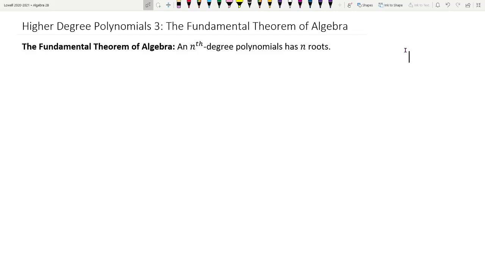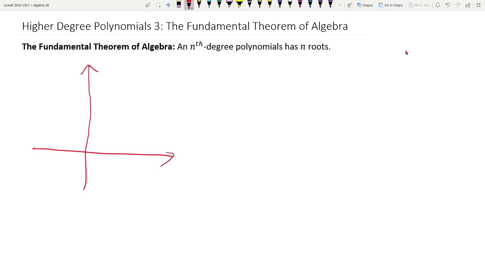Hello. So, the fundamental theorem of algebra, which we alluded to in the last video, says that an nth degree polynomial has n roots. Okay, and we talked about how the multiplicity here comes into play, and that even if a root looks like there's only one of them, it might be counted several times. And here's an example.